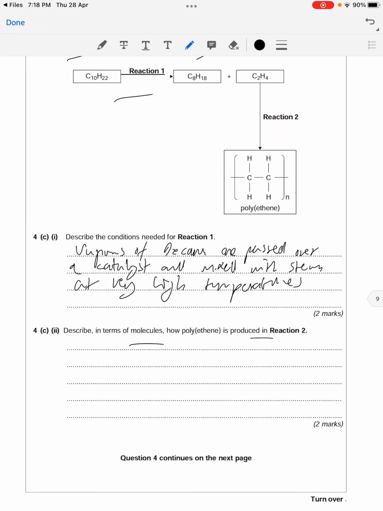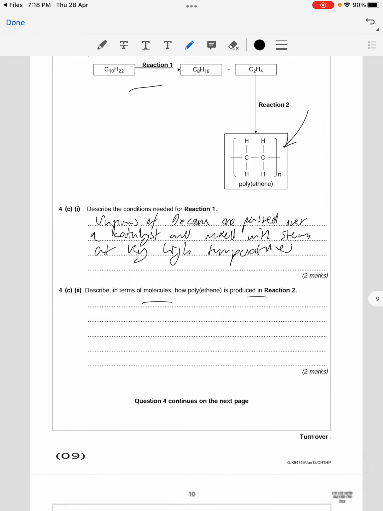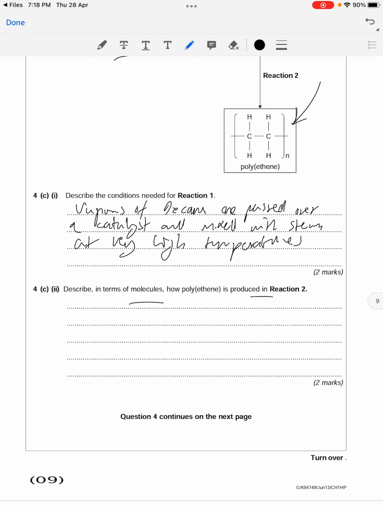So how this is produced in reaction 2. As you can see, there are many molecules, right? There are many monomers that join or bond together, many monomers. So this is 2 marks.